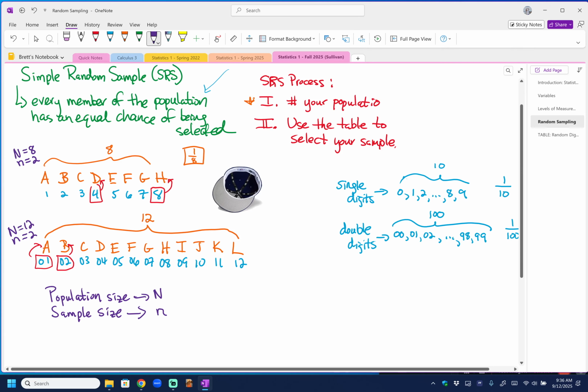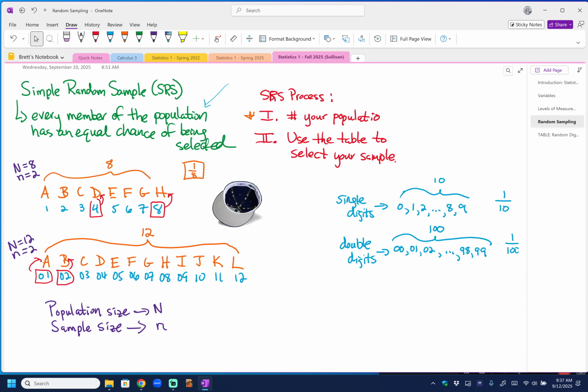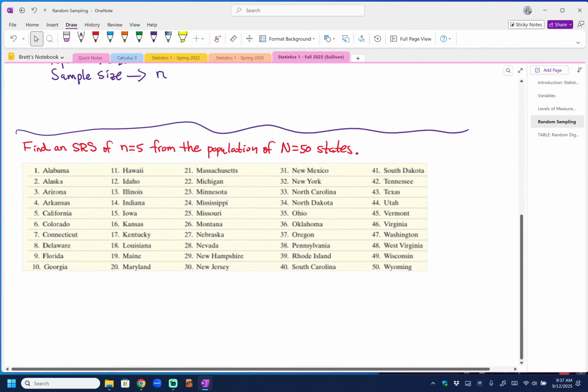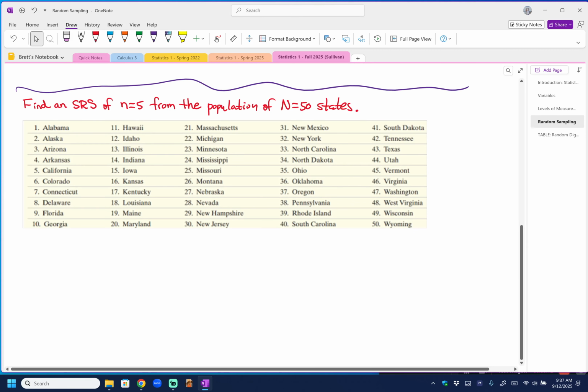Okay, now that you've learned all about the process of finding an SRS in some smaller examples, we want to do a larger example and really tackle the entire topic. So here we go. It says find an SRS of n equals 5 from the population of capital N equals 50 states. Remember, SRS means simple random sample. We are supposed to pick 5 states, because little n means sample size. And our population is capital N equals 50 states, our population size.